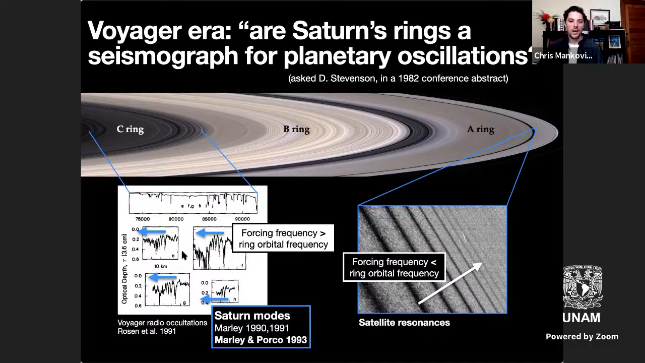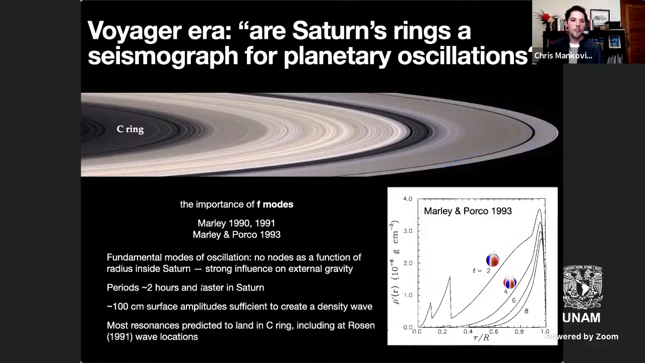And Mark Marley and Carolyn Porco are two people who took this idea quite seriously and really worked out the mechanism by which Saturn can drive potentially observable ring waves. They are the first to put their finger on the importance of F modes inside Saturn. And F modes are fundamental modes of oscillation. They're essentially sort of gravity waves that are trapped on the surface of the planet. And the key thing about F modes is that they have no nodes as a function of radius inside Saturn.